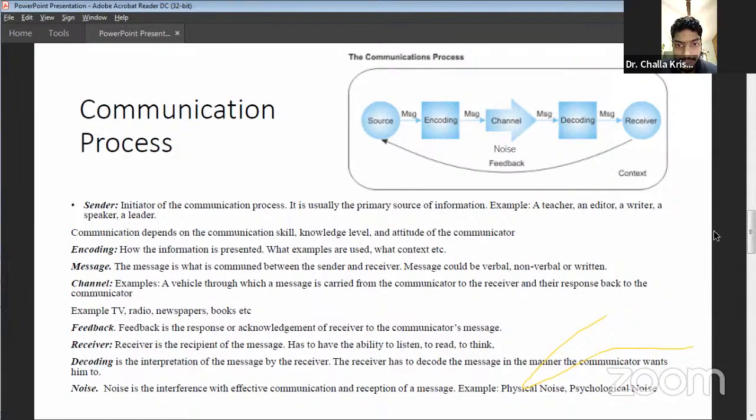And finally, you have noise. Noise is the interference actually, which affects the communication and the recipient of the message. For example, if I'm speaking to you and suddenly there's a marriage procession going on outside, so there's a lot of noise. So that is physical noise. The second thing is psychological noise. What is psychological noise? Maybe you're not interested, maybe you're depressed, at this time you don't have the mood to listen to the class. So there are a lot of psychological barriers. So you have physical barriers, you have psychological barriers. These are communication barriers. Noise is also known as communication barrier.